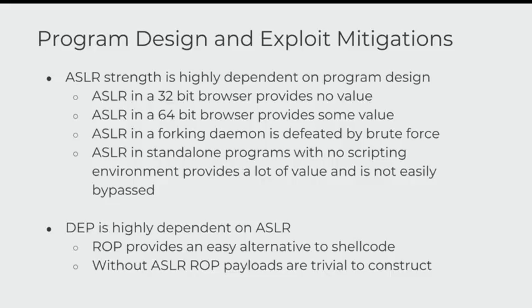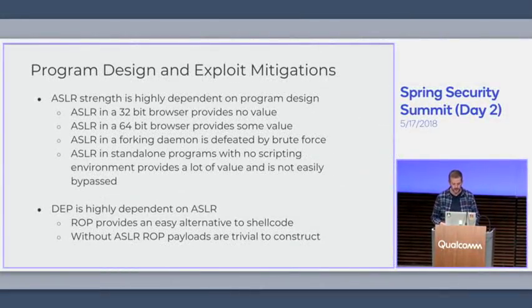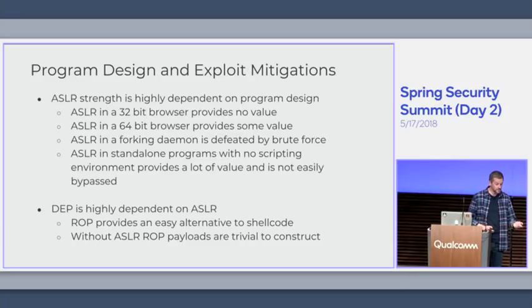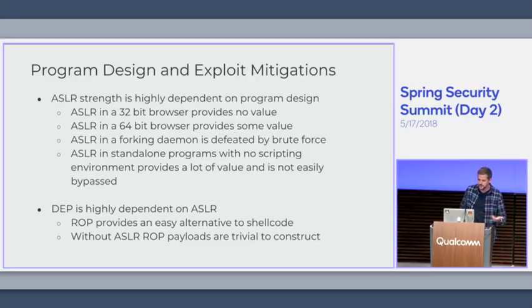You don't see people throwing exploits at reverse caching proxies every day, right? Because it has these mitigations on, and they're actually fairly effective in that type of environment where you can't reprogram and you can't introduce a bunch of unintended state transitions. DEP is, of course, highly dependent on ASLR. It's important not to think about these things as a chain of mitigations, but more of a mesh of mitigations, and they all work together. DEP would be kind of useless without ASLR and vice versa, because ROP provides a very easy alternative to shellcode. And without ASLR, ROP payloads are essentially trivial to construct because they're always in the same location every time.